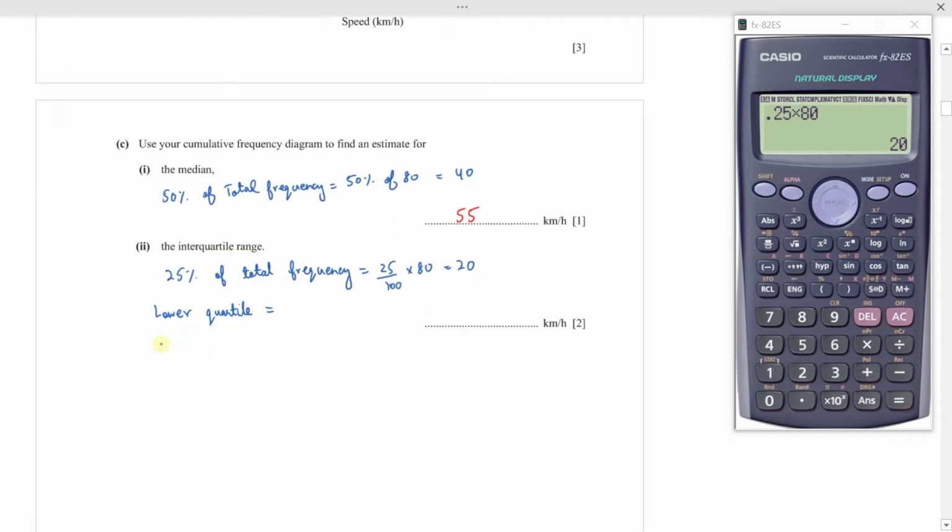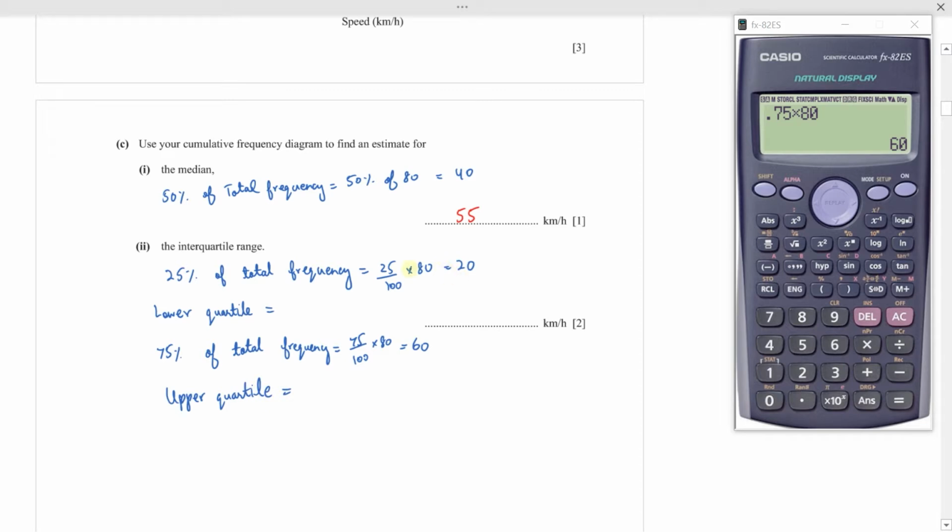And then similarly for the upper quartile, I will take 75% of total frequency, which will be 75 over 100 into 80. So 0.75 into 80 is 60. And then this will give me the upper quartile.